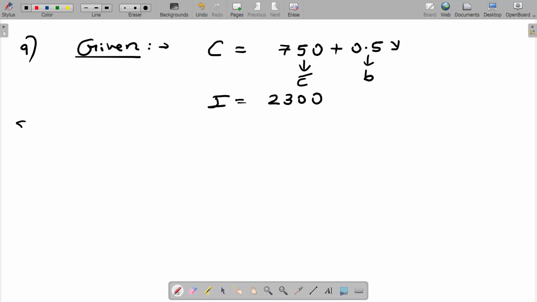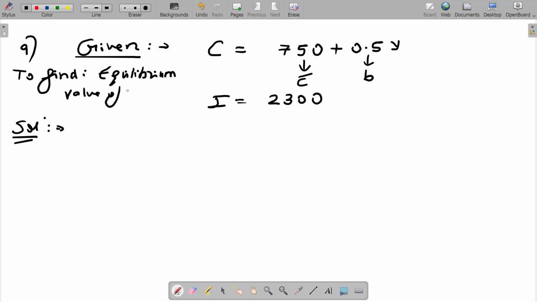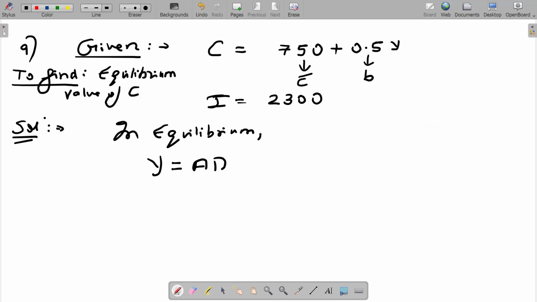Now, in equilibrium, what happens? I need to find the equilibrium value of C. Now, how do I find the equilibrium value of C? First of all, I have to find the equilibrium Y. So, in equilibrium, we know that Y is equal to aggregate demand, and aggregate demand itself is equal to C plus I, assuming that there is no government expenditure and no net exports at the moment.